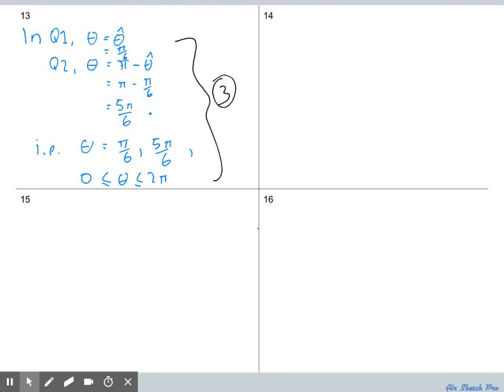Okay, let's give you a couple more to try, and we'll see how you go. Try and do enough setting out so that your solution is clear. So I'm going to go for cos theta is equal to negative a half. What is theta? And then tan theta is equal to negative 1. What is theta? So I'll give you just a few minutes to do that.